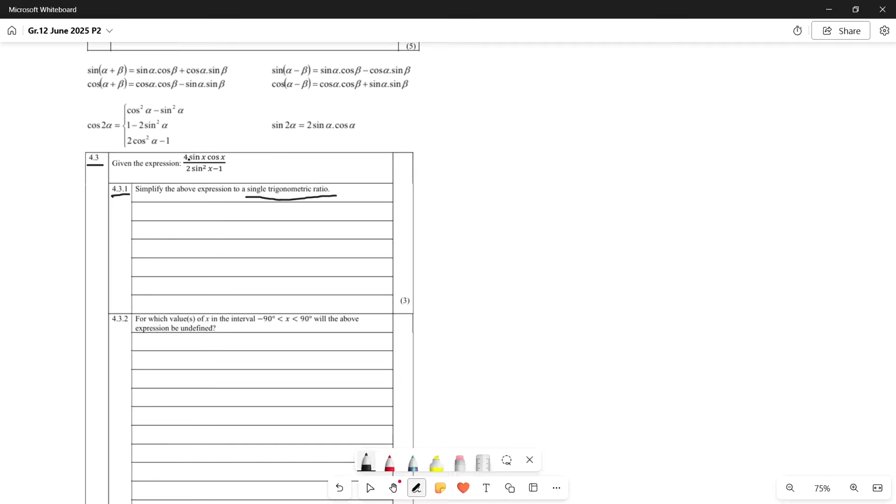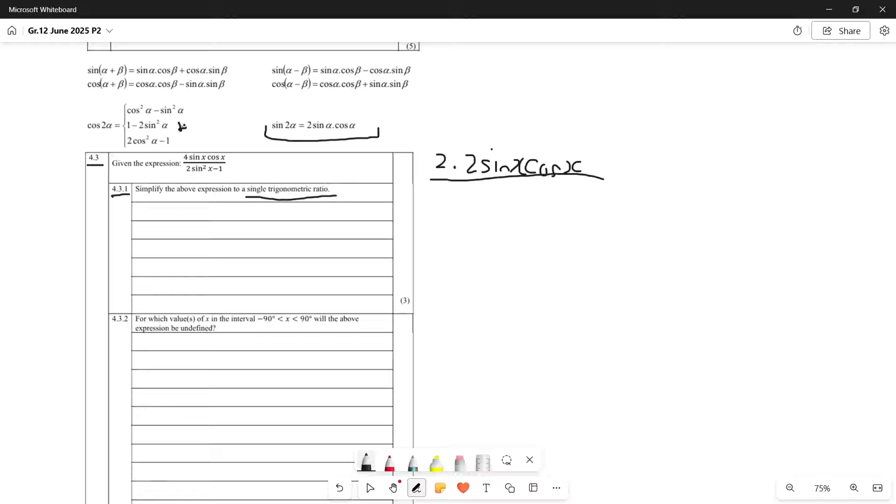So what we have here is a 4 sine x cos x. This guy looks very similar to this guy over here, this 2 sine x cos x. But what is different is that this guy has a 4 and that guy has a 2, which means we can just go ahead and change the formatting, but not the meaning, saying 2 times 2 because that equals 4. And then we just keep our sine x over here times by cos x over there. And then what we have at the bottom is 2 sine squared x minus 1. This looks very similar to 1 minus 2 sine squared x.